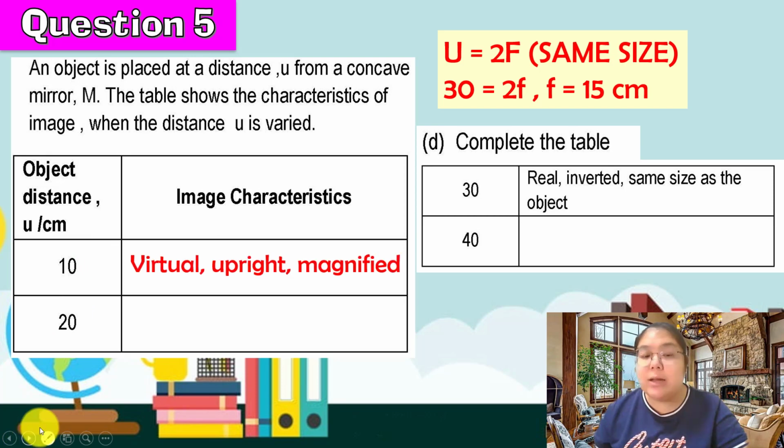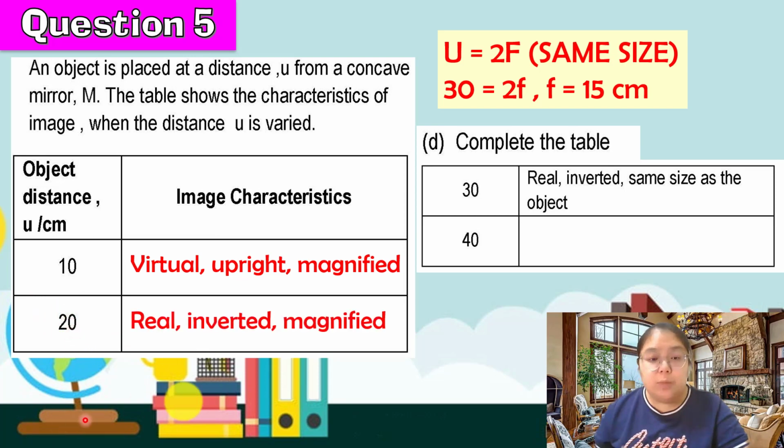Virtual, upright, magnified. Okay, now it's 20. 20 means already over the f. Over the f means no more virtual. It should become real. Real image is inverted. Now we check 2f. 2f is 30. But 20 is between the f and 2f. So you find your characteristic is real, inverted, magnified.